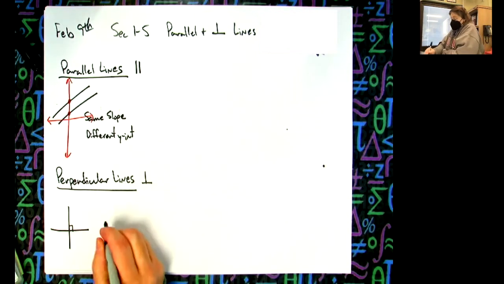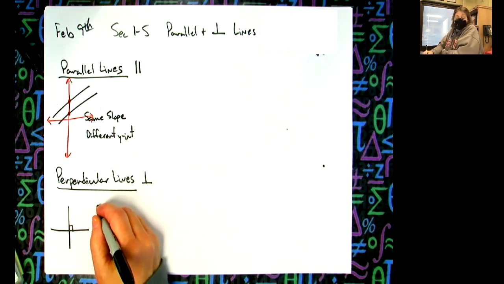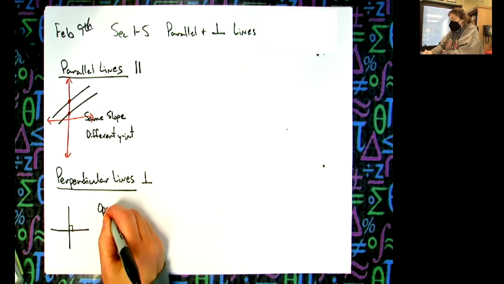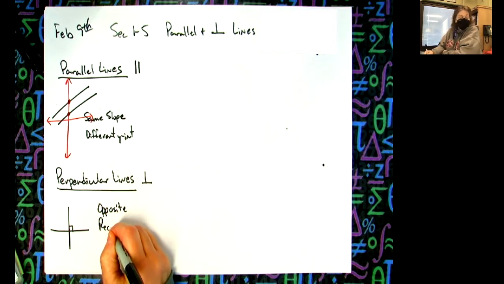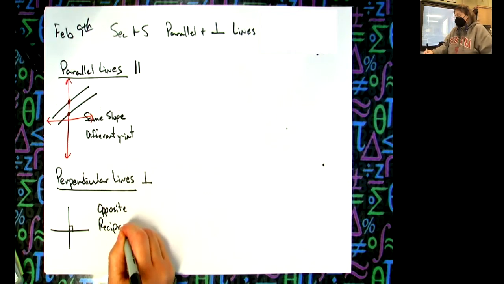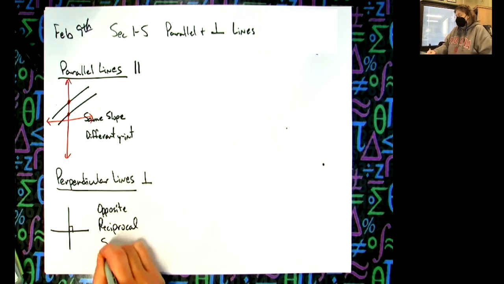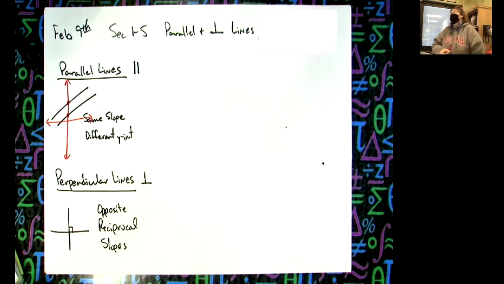All right, so you can call them a variety of different things. A lot of people will just say that they have opposite reciprocal slopes. Some will say negative reciprocal slopes. Some books will call it opposite reciprocal slopes. But in other words, you flip it and you take the opposite sign. So it has to be flipped and have the opposite sign. So if you can remember those two things, then you ought to be pretty good.